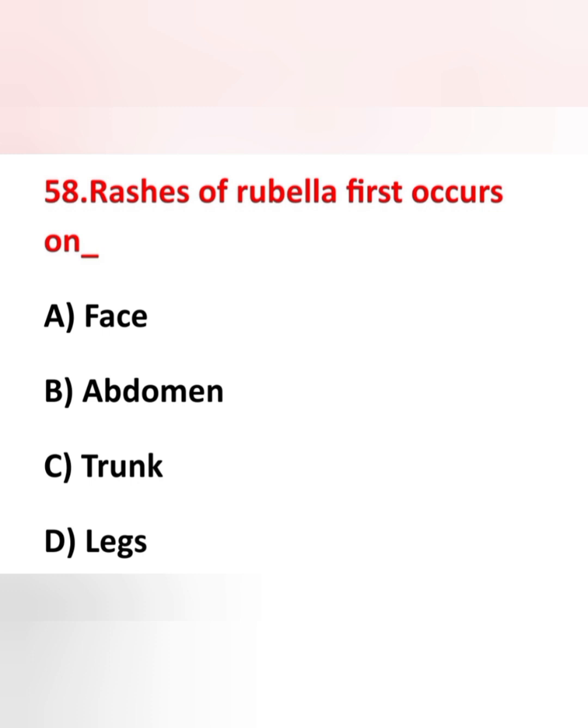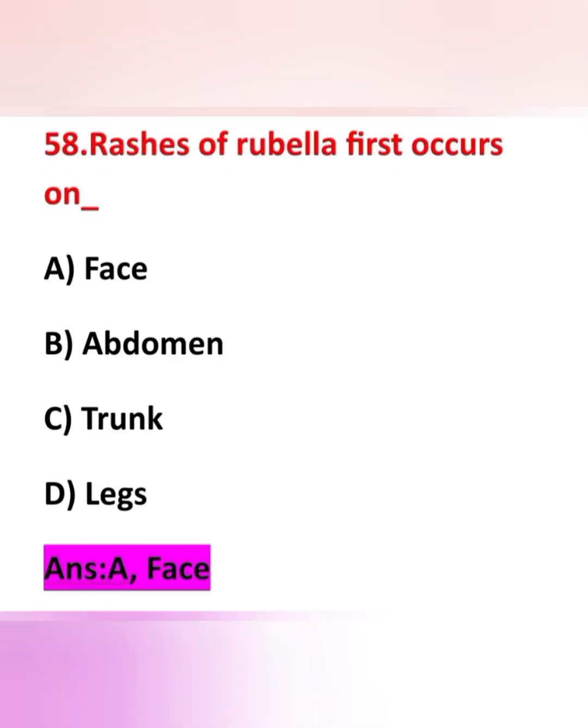Question 58. Rashes of rubella first appear on option A face, option B abdomen, option C trunk, option D legs. Here the correct answer is option A. Face. The rashes first appear behind the ear, on the face and neck. Among these options, face is there, so face is the correct answer, option A.